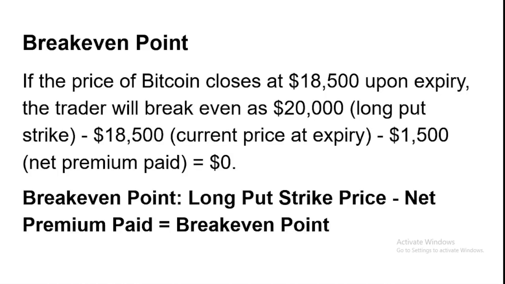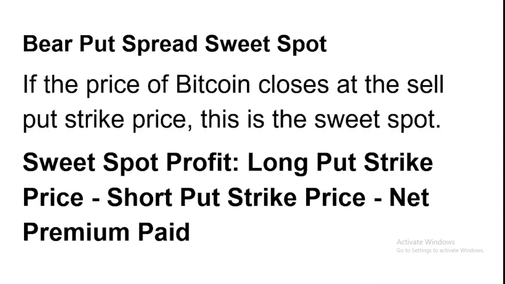Break-even point: if the price of Bitcoin closes at $18,500 upon expiry, the trader will break even, as $20,000 long put strike minus $18,500, which is the current price at expiry, minus $1,500, which is the net premium paid, equals 0. So the break-even point is the long put strike price minus the net premium paid.